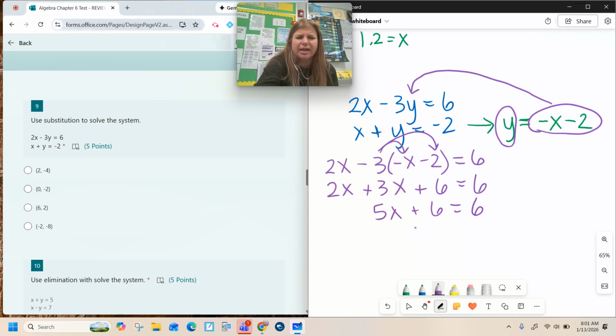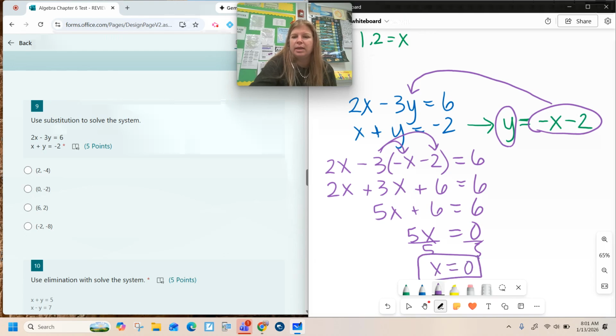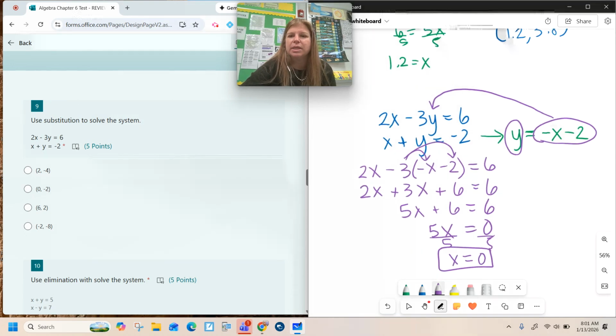Subtract 6 on both sides. You actually get 5x equals 0. I don't want you to think you did anything wrong here. If you divide both sides by 5, you get literally x equals 0. 0 is totally an answer for x and y. Sometimes students think they're doing something wrong.